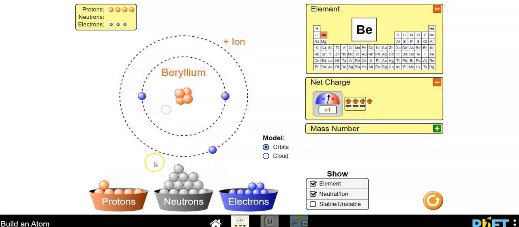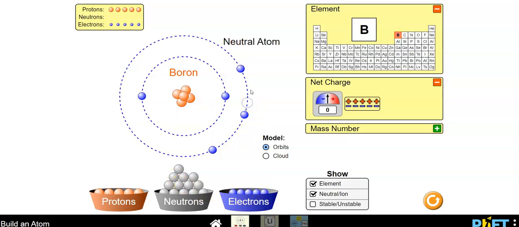We keep going, beryllium, right? It's got 2 electrons in its outer energy level. Boron is going to have 3 electrons in its outermost energy level. Carbon is going to have 4 electrons, 1, 2, 3, 4, in its outermost energy level. I'm going to move them and put them where I think they belong. There we go.